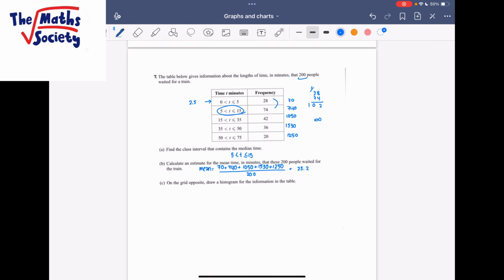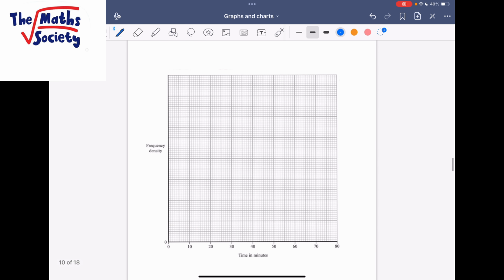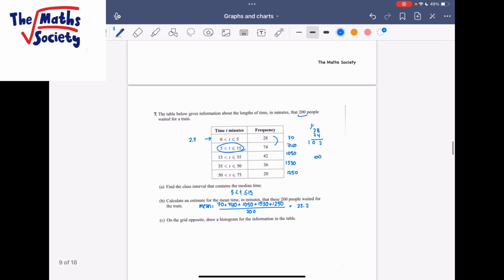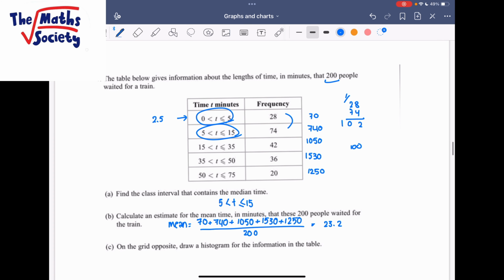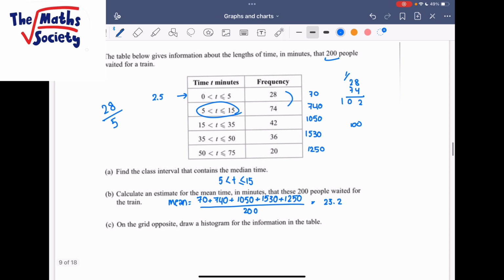It says on the grid opposite you need to draw a histogram of it. So this is the same thing as the frequency density. We're going to have to find the class width first, which is 5 for the first one. So that's 28 by 5, right? So then it's going to be 5, 4, 20. Oh, wait, you can do 5, 5, 25. So 25, 30. So that would be 5.6.